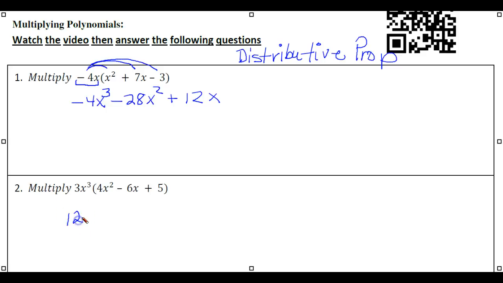So this will be 12x to the fifth minus 18x to the fourth plus 15x to the third. We're just multiplying that monomial by each of the terms that are within the parenthesis. And this is what we get. And then later, we're going to look at this trinomial and factor out the greatest common factor from each term.